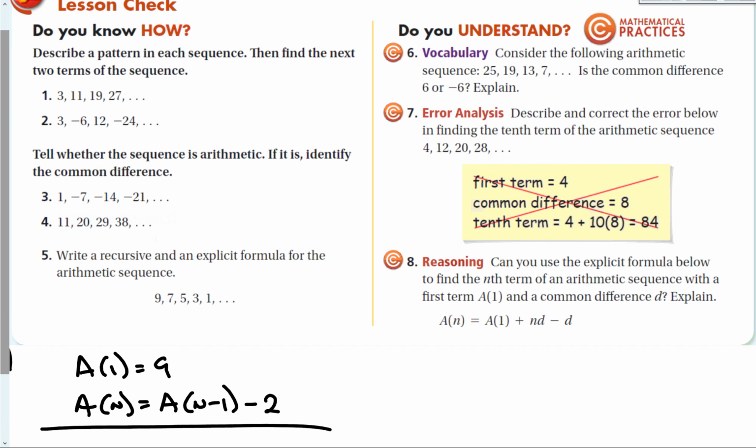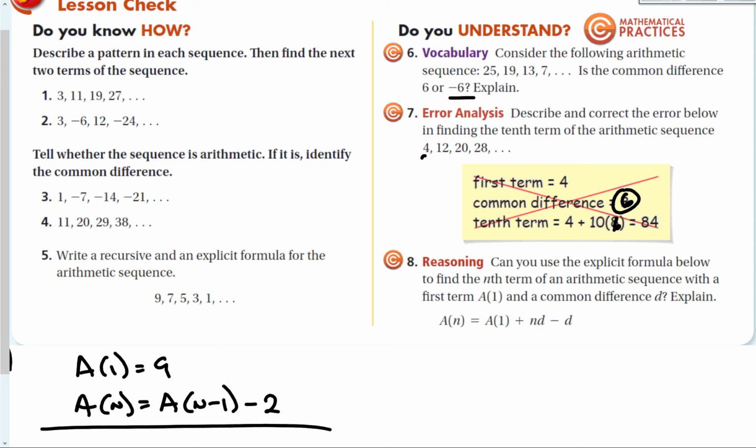Okay? Vocabulary. Consider the following arithmetic sequence: 25, 19, 13, 7. Is the common difference 6 or -6? It is -6 because each one is going down by 6. Describe and correct the error below in finding the 10th term. The first term is 4. The common difference is not 8, it's 6. So if we change this to a 6, then we would get 64.